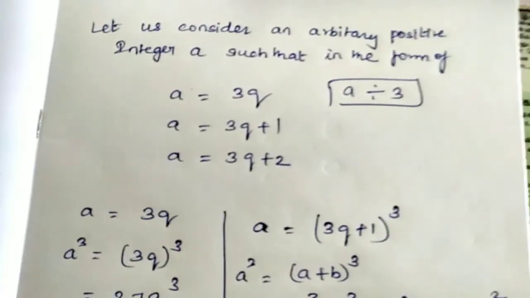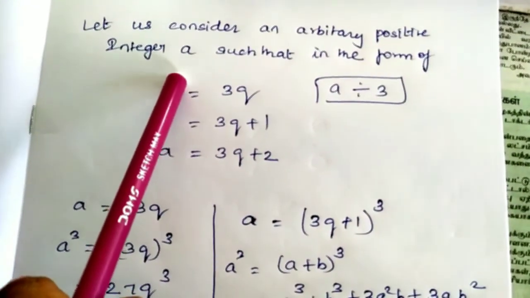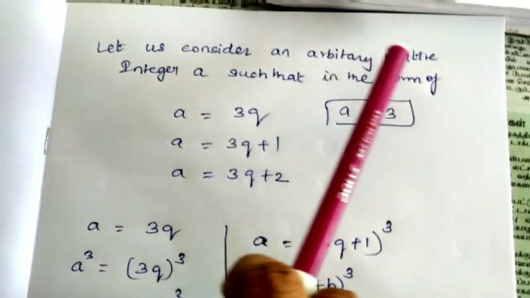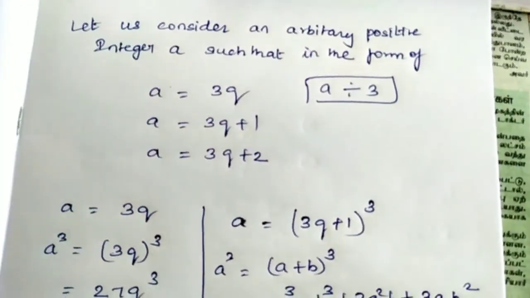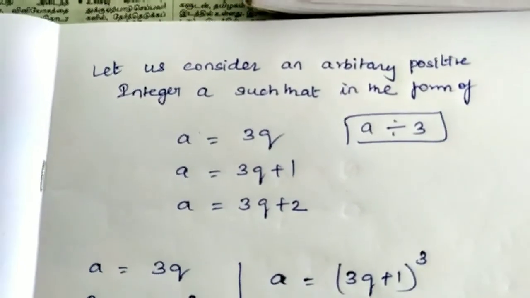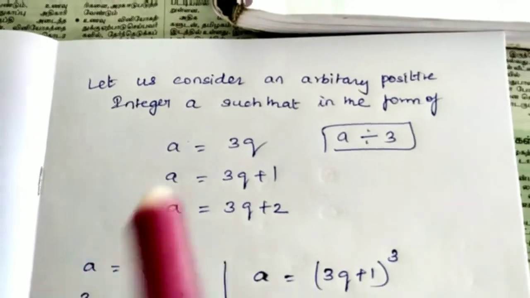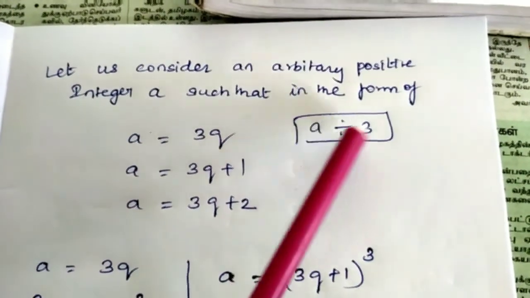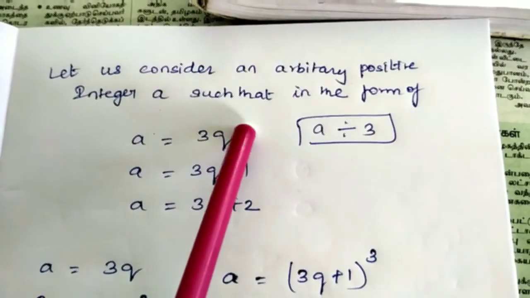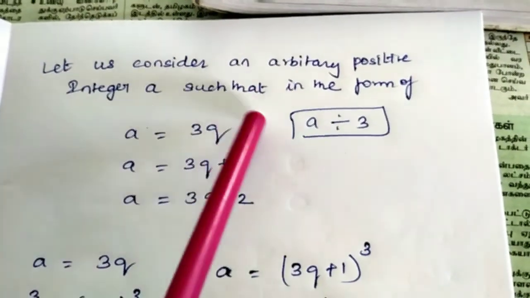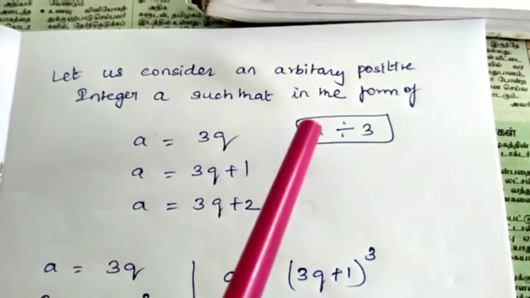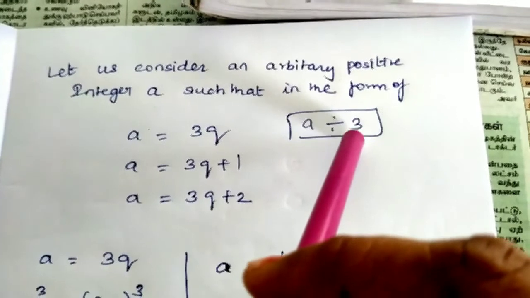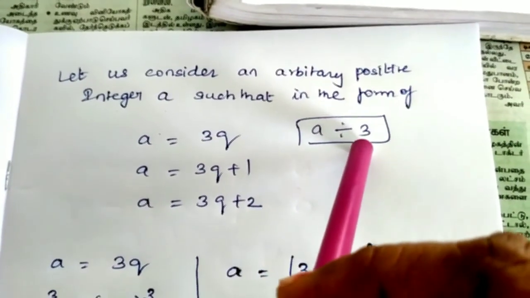Now let us consider, you have to start like this. Let us consider an arbitrary, arbitrary means randomly chosen, positive integer. Here we are talking about only a positive number. Arbitrary positive integer a, such that you are dividing the number a by 3. When you divide a number by 3, the remainder will be 0, 1, 2. Already we learned the remainder will be lesser than the divisor. Now the number is a, the dividend is a. When you divide a number by 3, there are 3 possibilities.